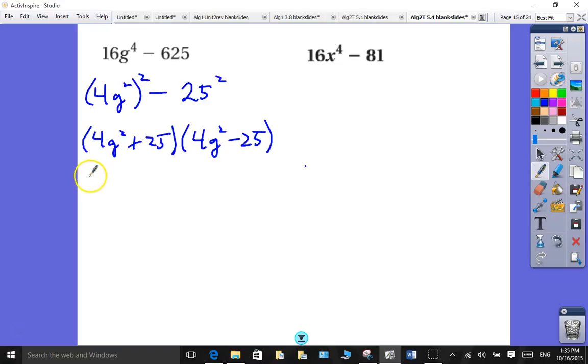So how is the second one going to factor? The second factor up here. Right. What is it that's being squared here? Say again, Nate. 2g, right? This is in parentheses. 2g squared minus 5 squared. So how does that factor? 2g plus 5, 2g minus 5.